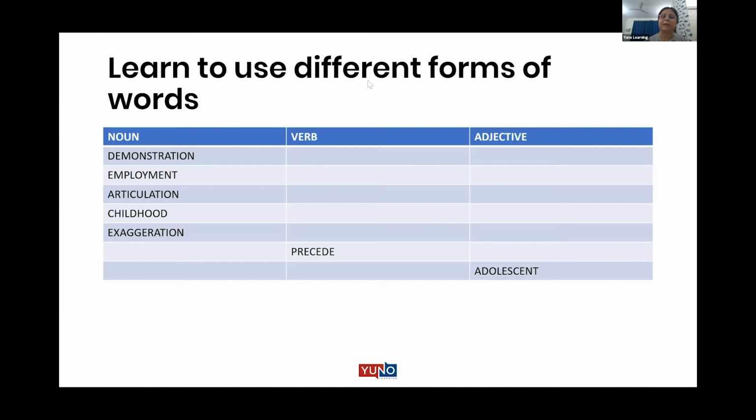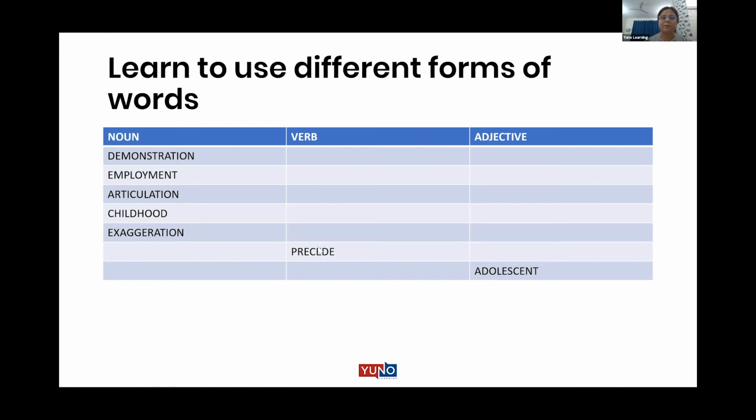Exaggerative means something that can exaggerate, right? Manipulative, somebody who can manipulate, that way. Demonstrative, something that demonstrates. That's what that suffix means. Okay. That suffix means that only.